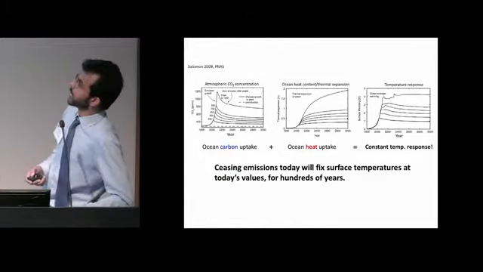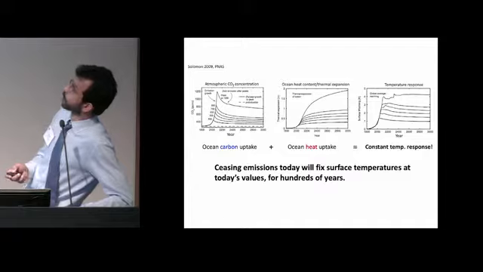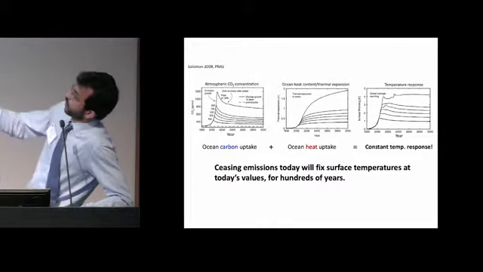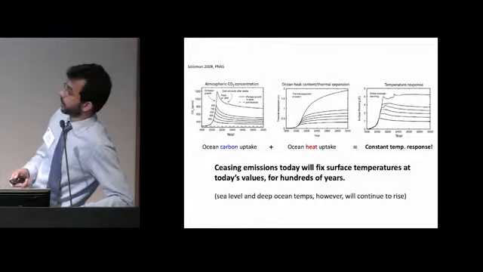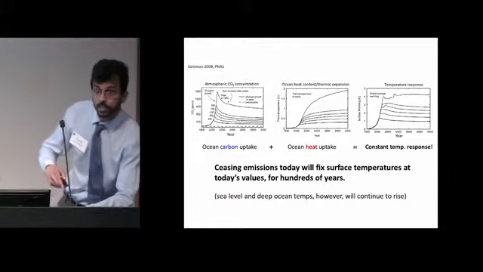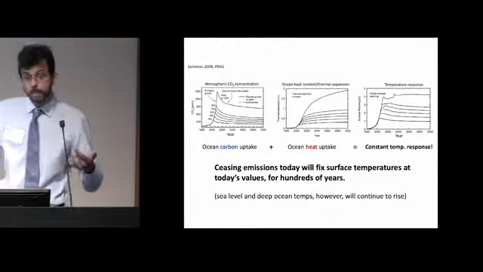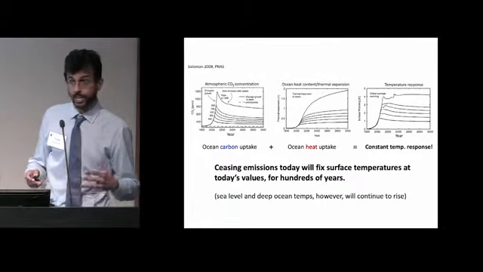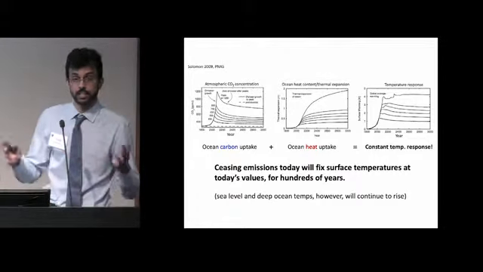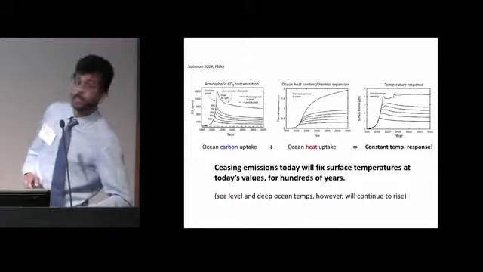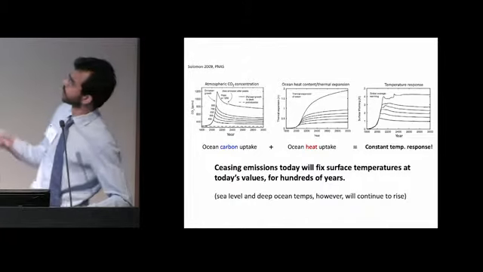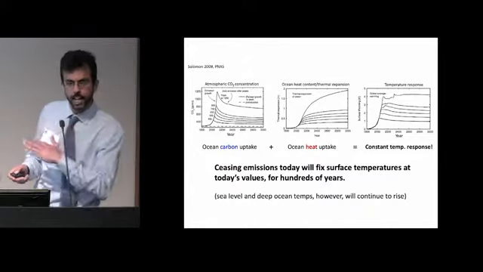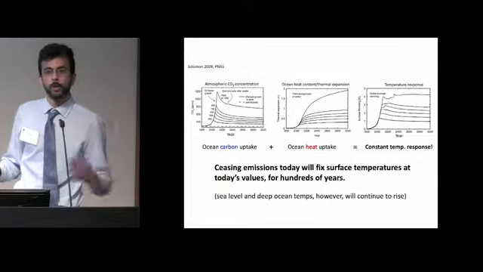Another point that's worth making is that even though the surface temperatures remain roughly constant, the thermal expansion of the ocean is not. The surface temperature is staying fixed, but the deep ocean temperature is continuing to rise. There's thermal expansion of the ocean associated with that, not even counting the melting land ice and other things. And so sea level will continue to rise. So that's an interesting consequence of this. Temperatures are flat after you shut off everything, but sea level is not.